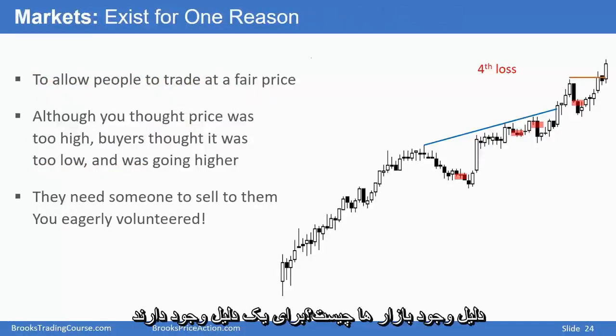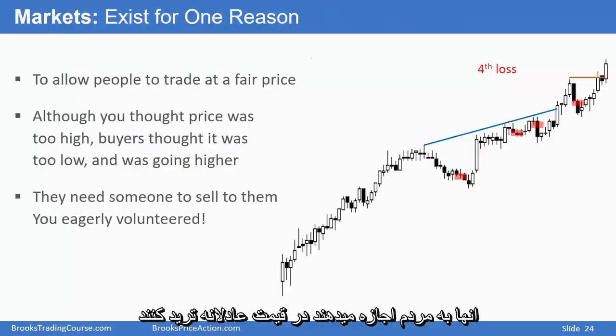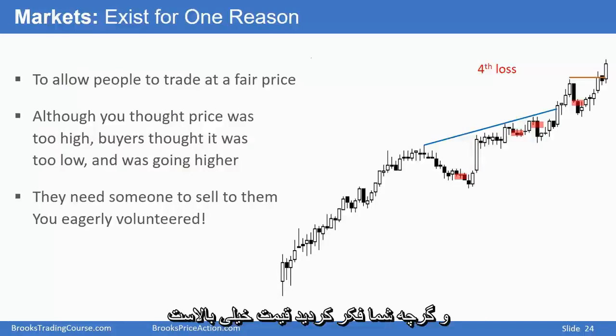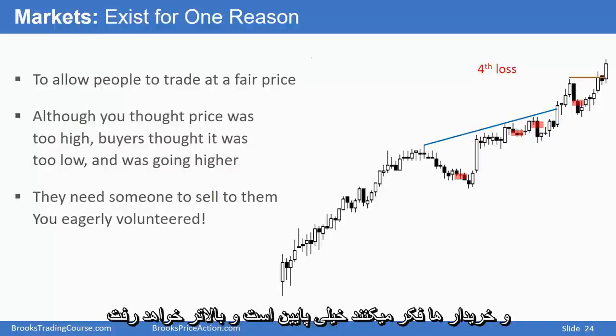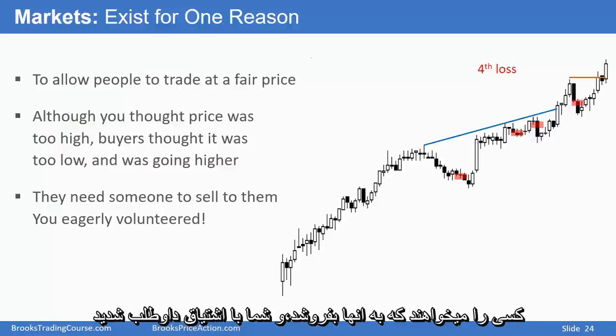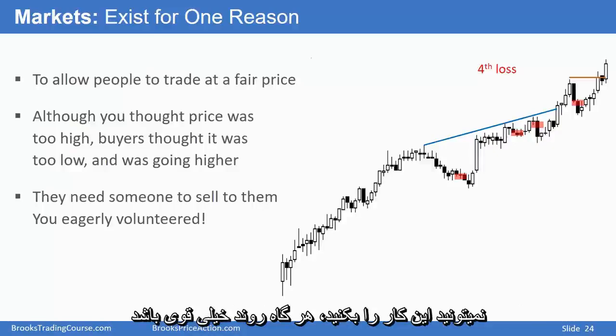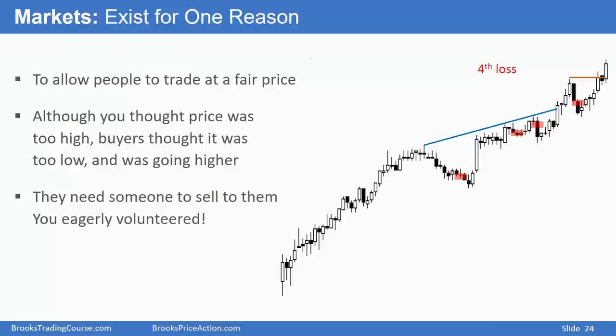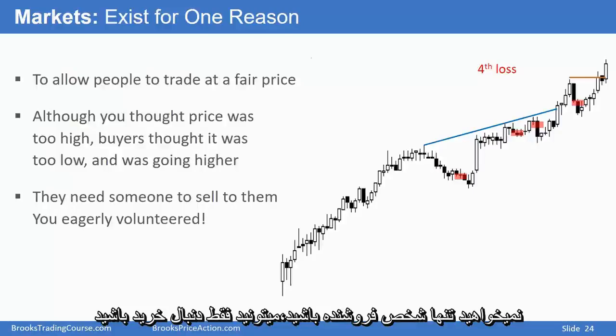Why do markets exist? They exist for one reason. They allow people to trade at a fair price. And although you thought the price was too high, the buyers thought it was too low and it kept going higher. They need someone to sell to them, and you eagerly volunteered. And you cannot do that. Whenever a trend is very strong, you don't want to be the only person selling. In fact, you don't want to be selling at all. You can only look to buy.